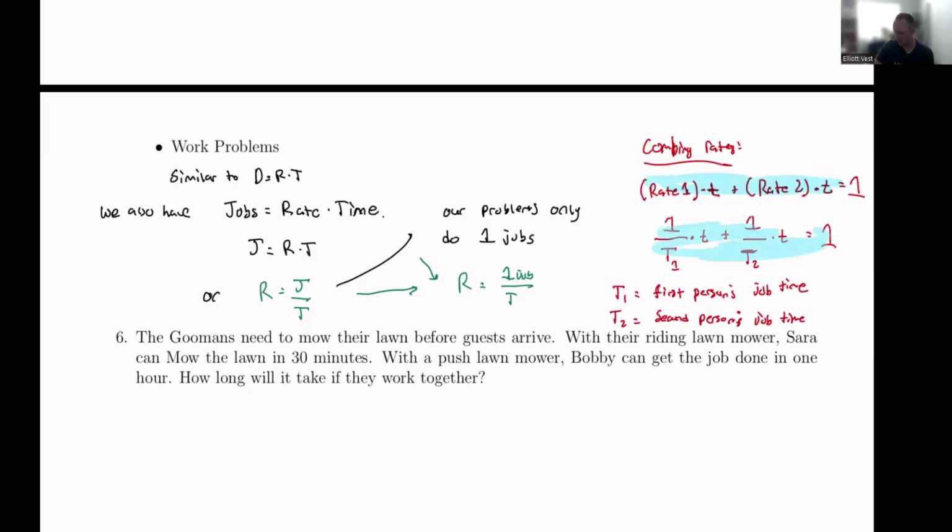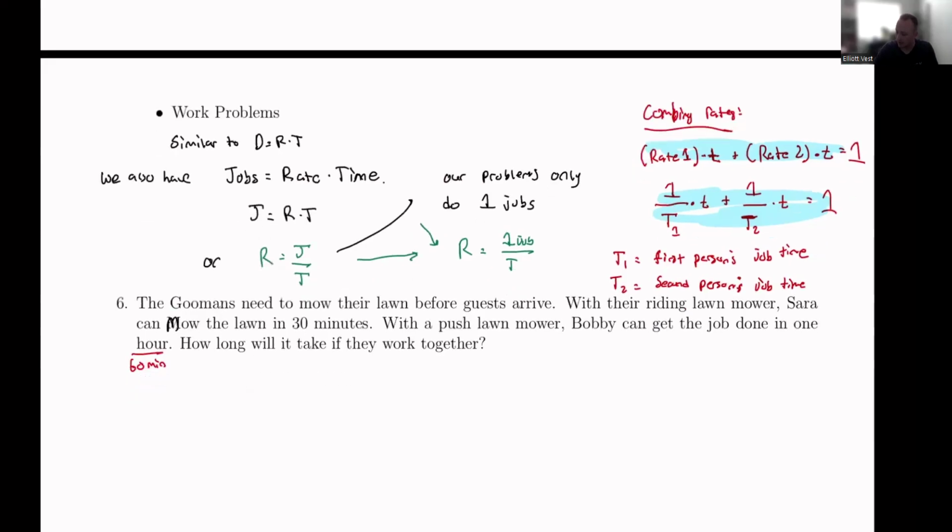I might use one or the other of these formulas, depending on the context of the problem. So let's try this one. The Goomans, that's a fun name, need to mow their lawn before guests arrive. With their riding lawnmower, Sarah can mow the lawn in 30 minutes. Let's just put that as a lowercase. With a push lawnmower, like using your arms, right? Bobby can get the job done in an hour, or this is right, 60 minutes. How long will it take to work together?